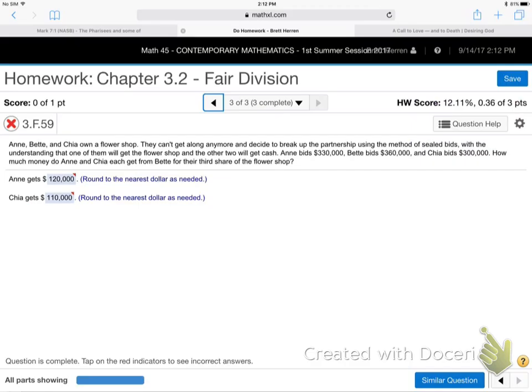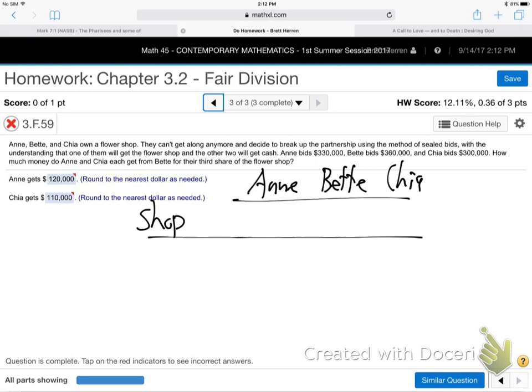So you've got the people across the top. That would be Ann, Betty, and Chia. And then the object is the shop. It's only one object. That's all we've got. We're just bidding on the one.